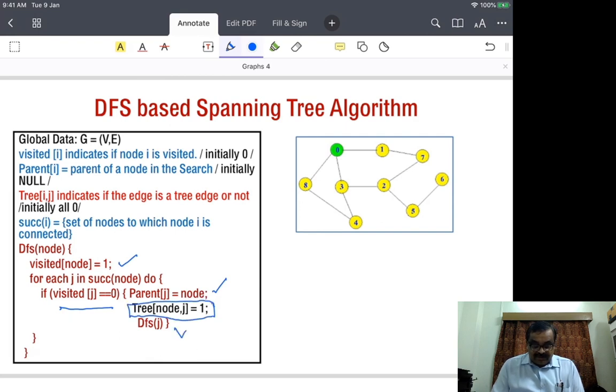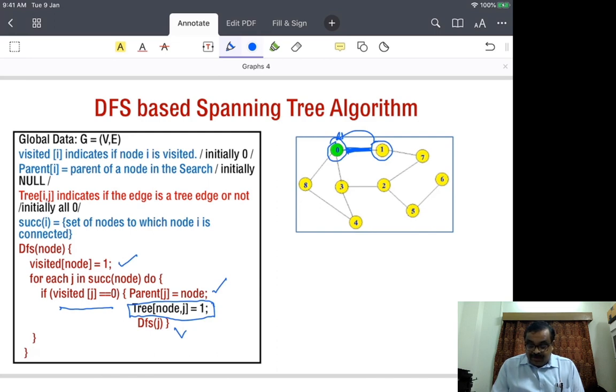And then we recurse. So if we start from node 0, then node 0 is visited. The next node, there are 3 successors. The next node that we visit is node 1. We mark this one as the parent, and we mark this edge as the tree edge. So we mark node 0, 1 as a tree edge.